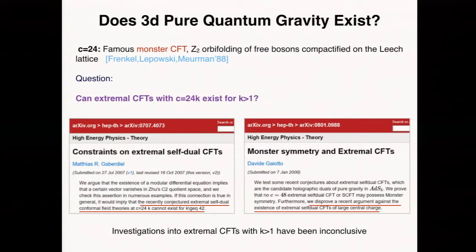So there is the c equal to 24 or k equal to 1 case, which shows that this famous monster CFT, which is the Z2 orbifold of the bosons compactified on the Leech lattice, has the 2D CFT correspondence to 3D gravity. But one can ask whether an extremal CFT exists for k larger than 1. And Matthias proposed that there isn't any such theory when k is bigger than 42. And then there is a bit of a counter-argument by Davide. So while for the k equal to 1 case the existence of an extremal CFT is quite solid, it's not yet conclusive whether such a theory exists for arbitrary k.